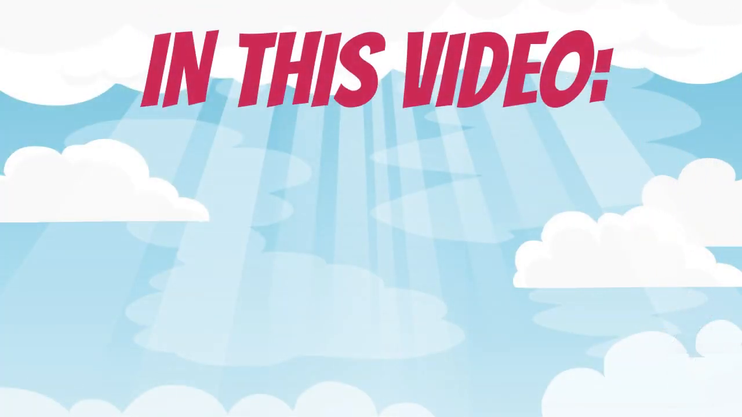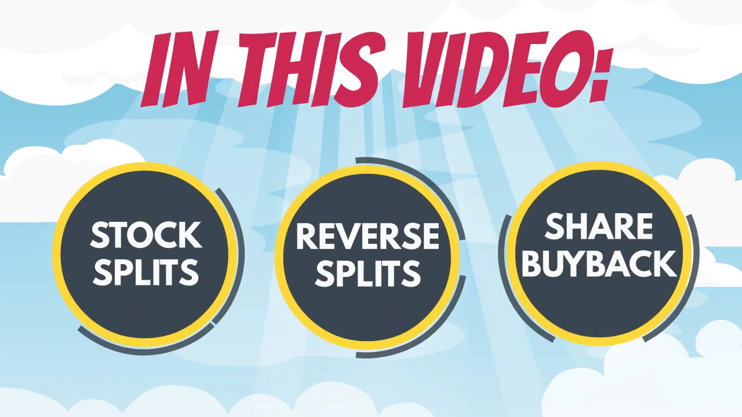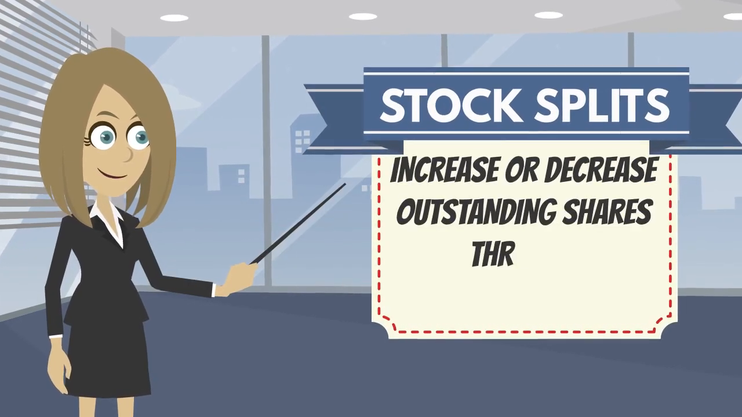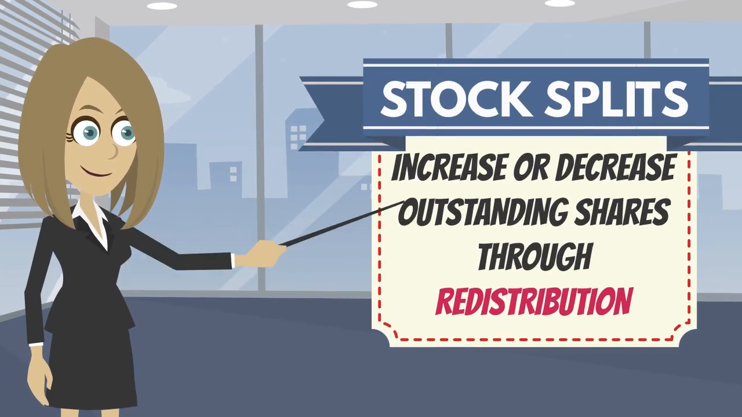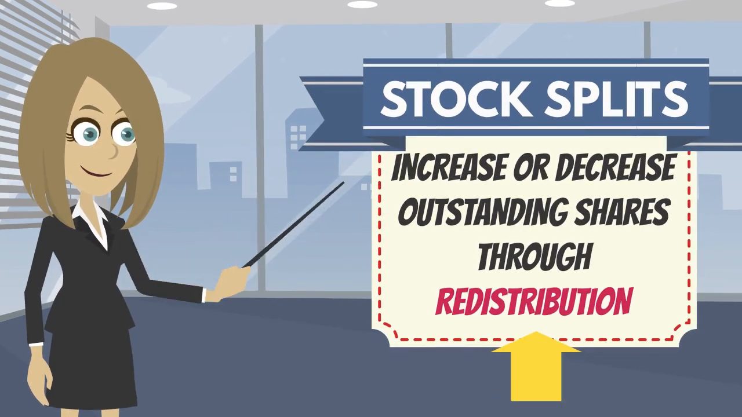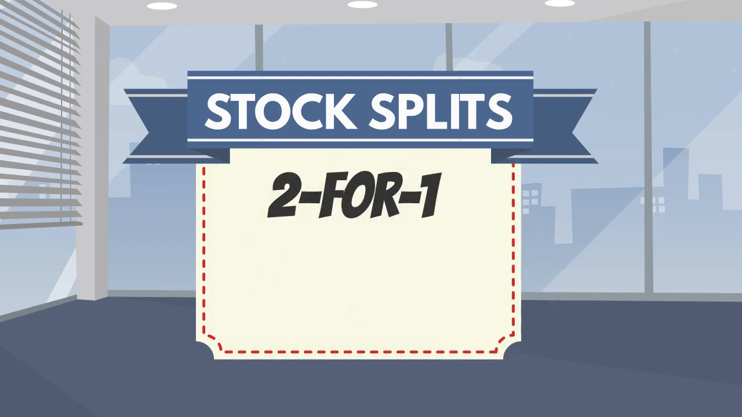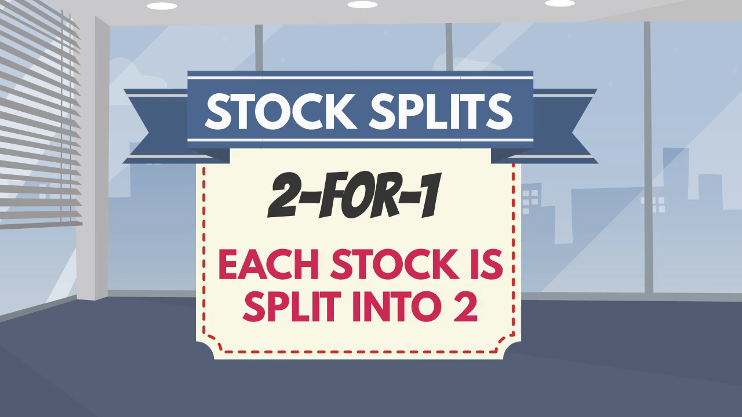In today's video, we're breaking down the basics of stock splits, reverse splits, and stock buybacks. Stock splits and consolidations occur when a company either increases or decreases the total amount of outstanding existing shares by redistributing shares to investors. A common stock split would be a 2-for-1 split, where for each individual stock an investor owned, they would now be issued a second share, bringing their total to 2.